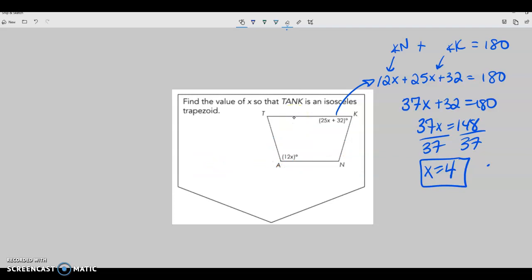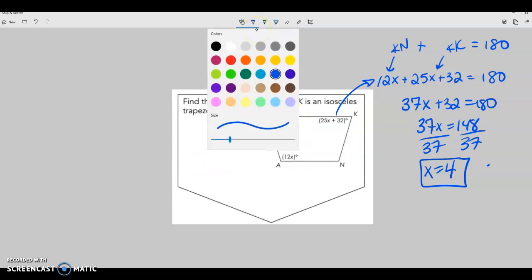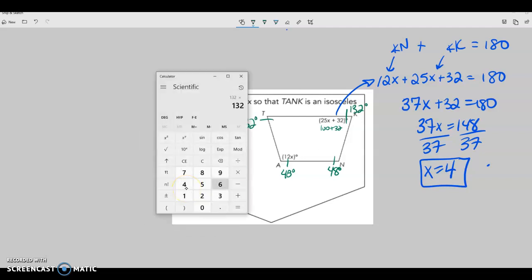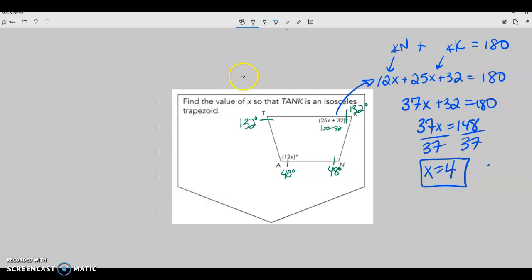So we know that in order for this to make sense, we would need 12 times 4 is 48. This would also have to be 48. 100 plus 32, so this would be 132. And then we would just want to make sure 132 plus 48 equals, what did I do? 132 times 2 plus 96. It's 360. Correct.